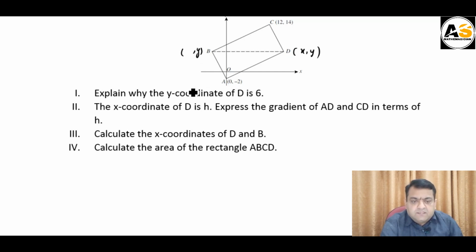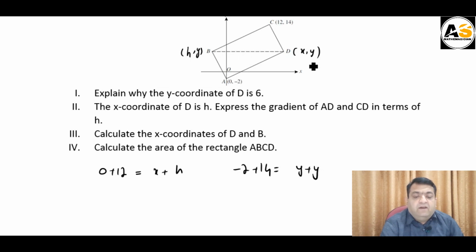Can I write 0 plus 12 is equal to x plus, let this be h, and -2 plus 14 is equal to y plus y. In any parallelogram, x1 plus x3 is equal to x2 plus x4, y1 plus y3 is equal to y2 plus y4. From here I will say 12 is equal to 2y and y is equal to 6. So we have explained that the y coordinate of D is 6.